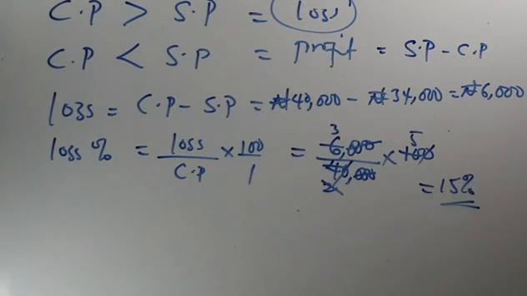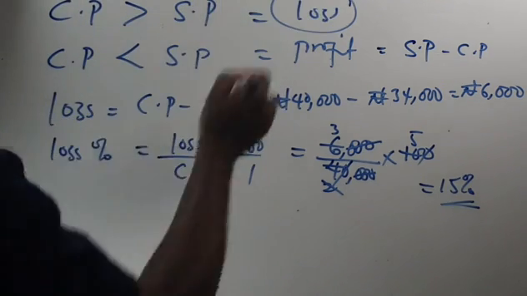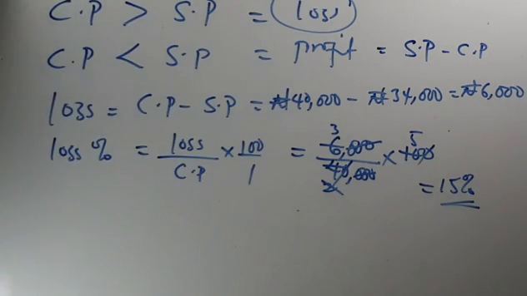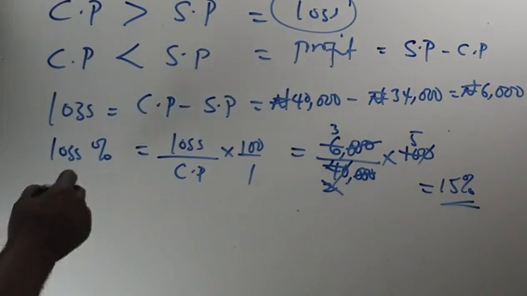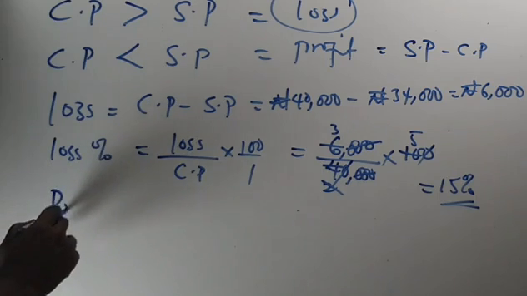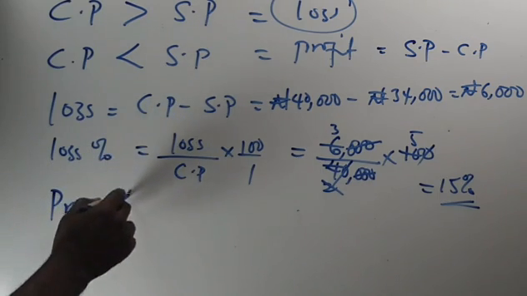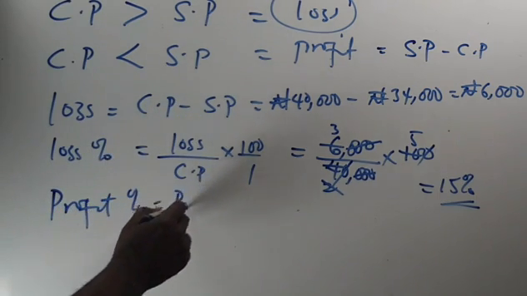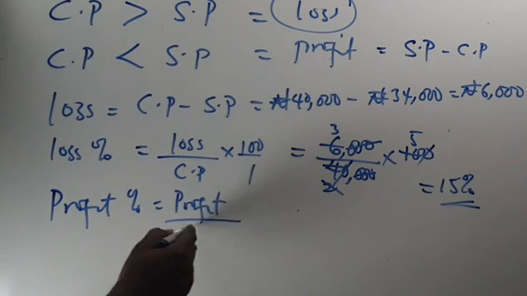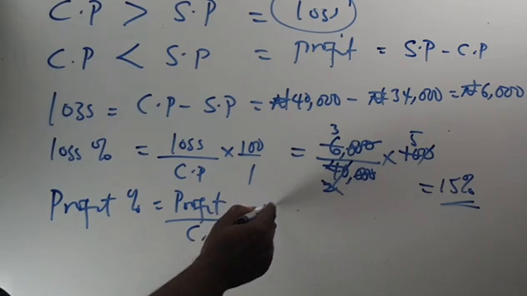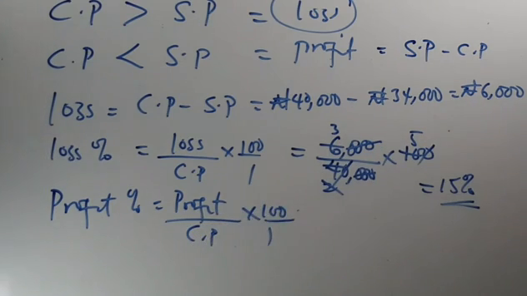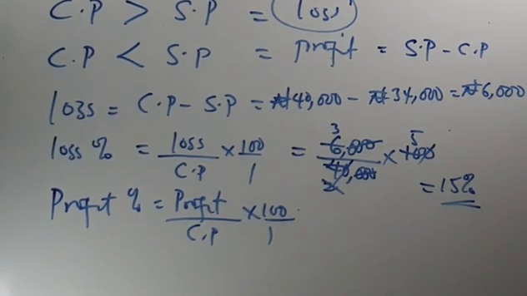But in the case where you are asked to find profit percentage, the profit percent will be profit divided by the cost price multiplied by 100 over 1. This is the formula you're going to use to do that. So I think I've explained everything.